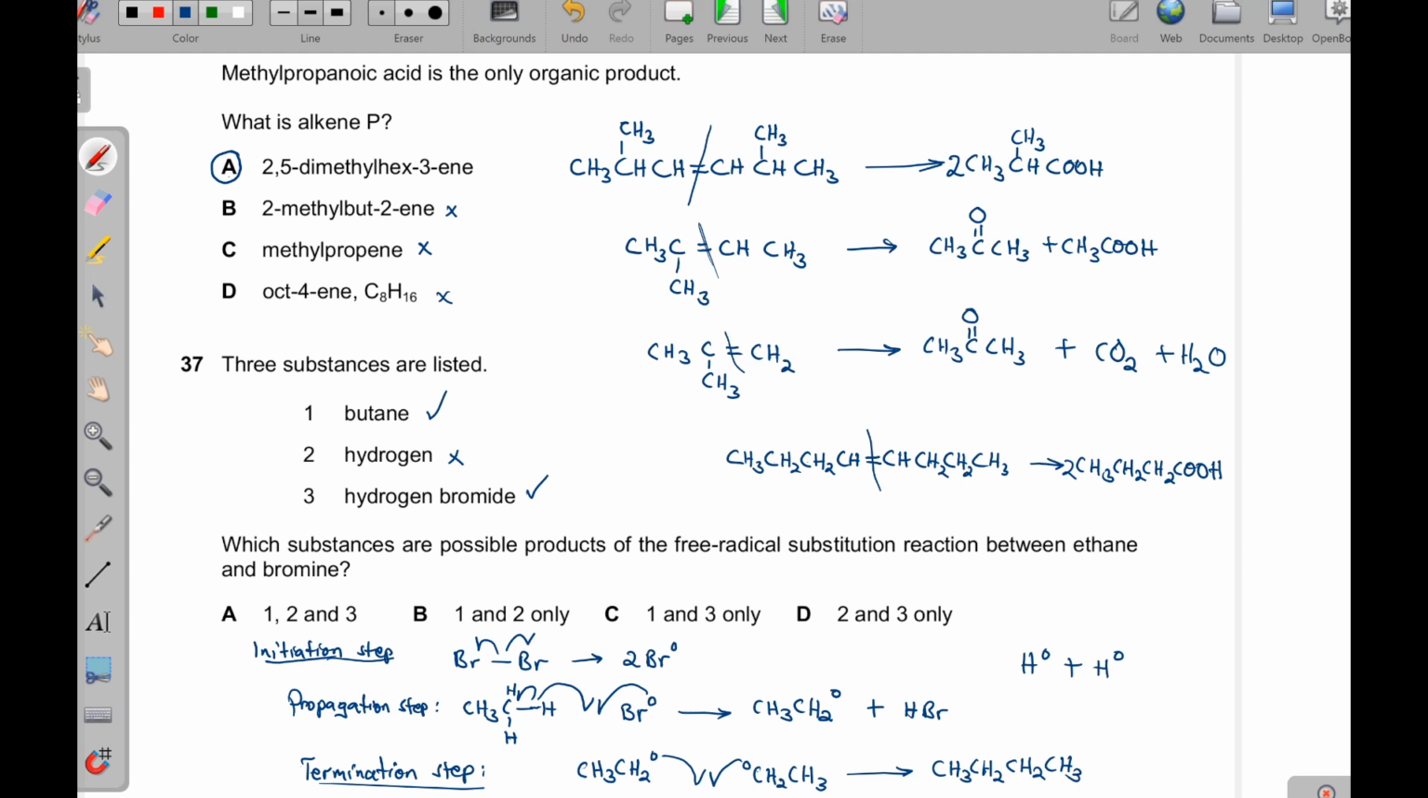So we don't have two radicals of hydrogen coming together. No, we don't produce radicals of hydrogen. Hydrogen is always scooped from the molecule, from here, and then it forms the HBr there. So wherever there is 2, I cancel that right away. There is 2 here, there is 2 here, there is 2 here. So 1 and 3 only. That means the answer has to be C.